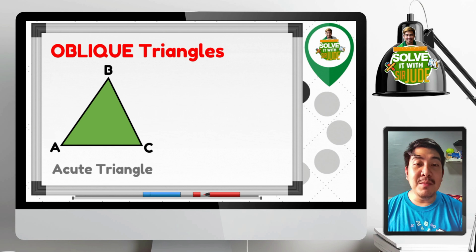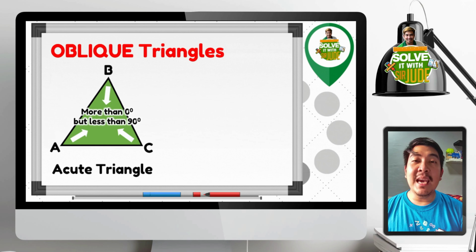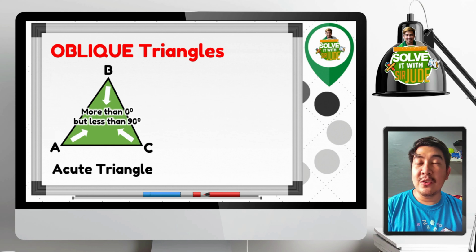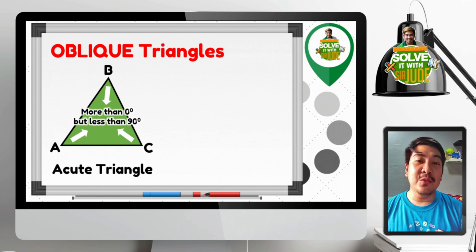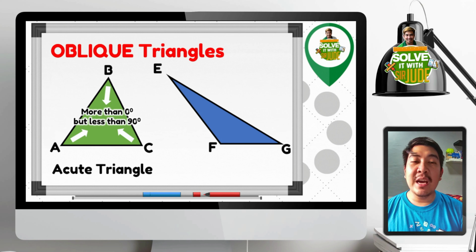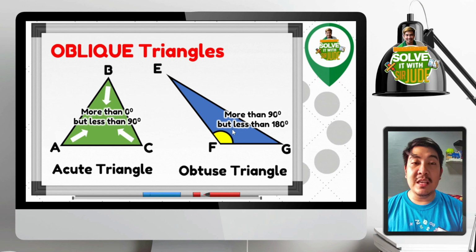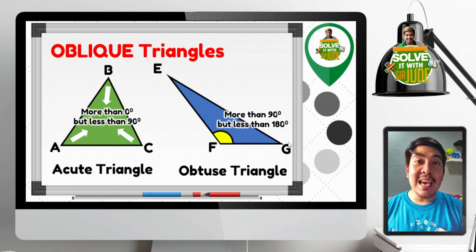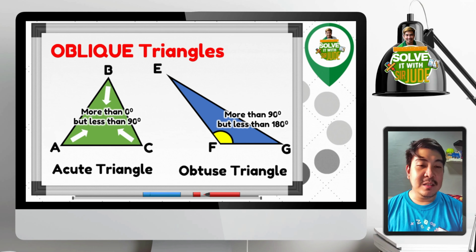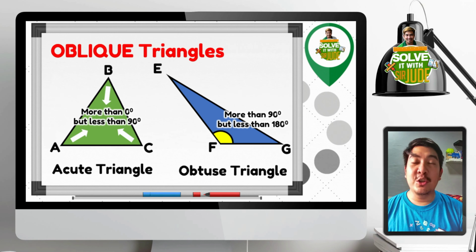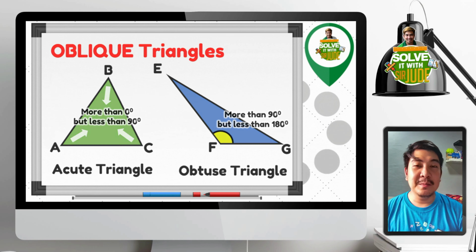We have here triangle ABC. This is an acute triangle since angles A, B, and C measure more than 0 degrees but less than 90 degrees. On the other hand, we have triangle EFG. This is an example of an obtuse triangle, since angle F has a measure more than 90 degrees but less than 180 degrees, and angles E and G are acute angles. Oblique triangles are mainly acute triangles and obtuse triangles.